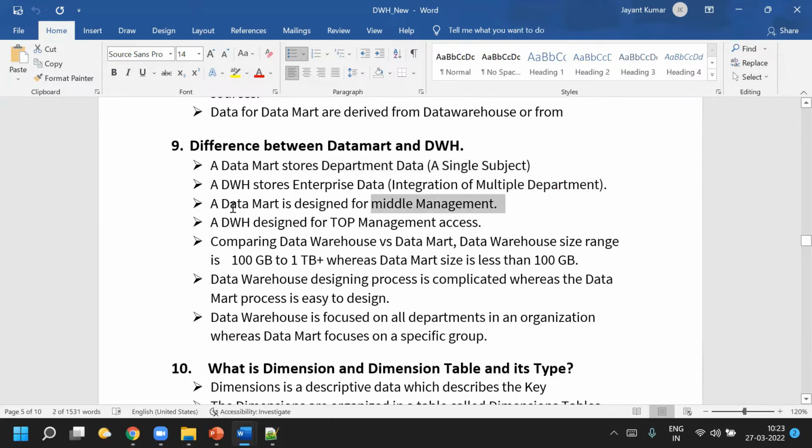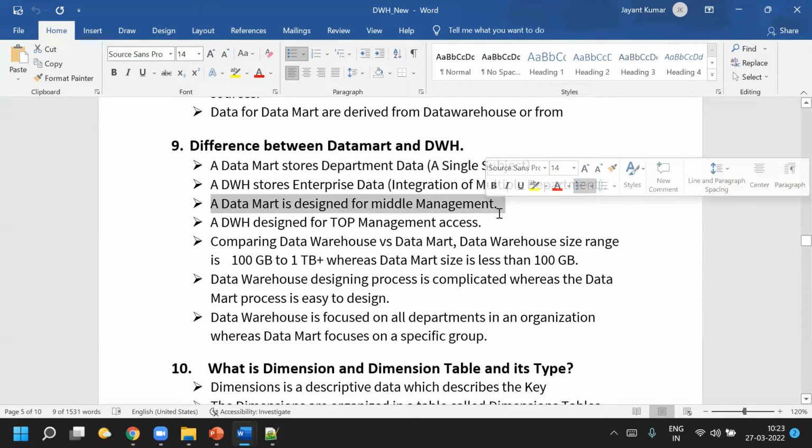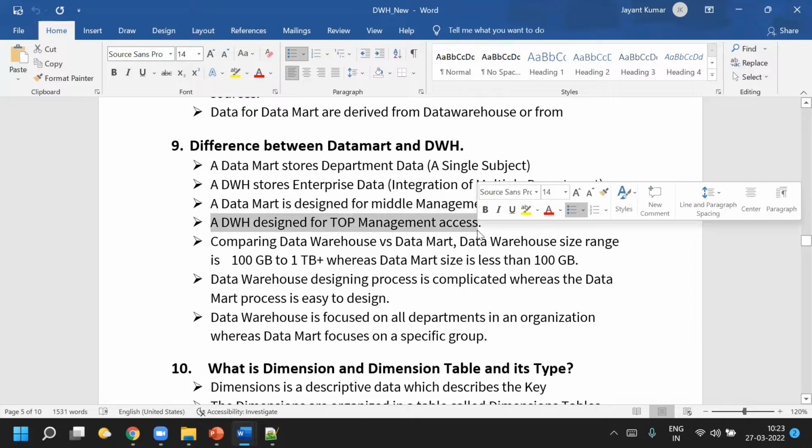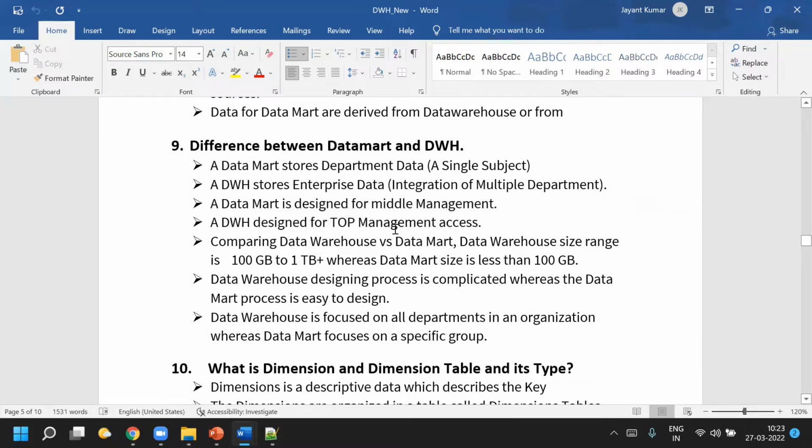Okay, so anyone from that department who is the head of that department, say the HR head, will be able to access that data. A data warehouse means if you consider the whole department data, then top management people will be able to take action on this, or they will fetch the data.